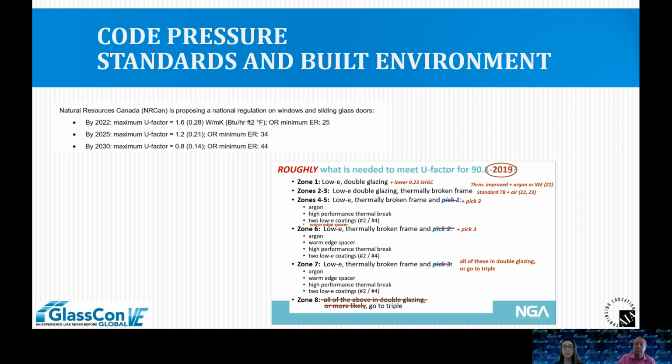Nothing crazy going on there, but when you start moving to zones 4, 5, 6, 7, you're going to have to start thinking of other ways to maybe reach those limits. So adoption of an argon fill, using warm edge spacers, thermal breaks, potentially adopting more than one low E in the configuration. There's just going to be a lot of out of the box thinking on how we're going to achieve some of this. And in zone 8, so your most extreme zone, you can add all of those things, but generally you're going to need to go to a triple IGU.